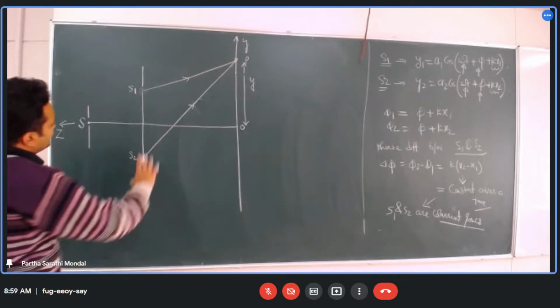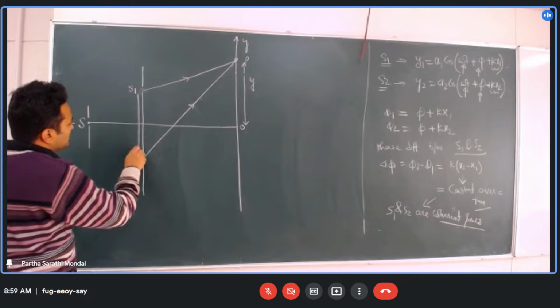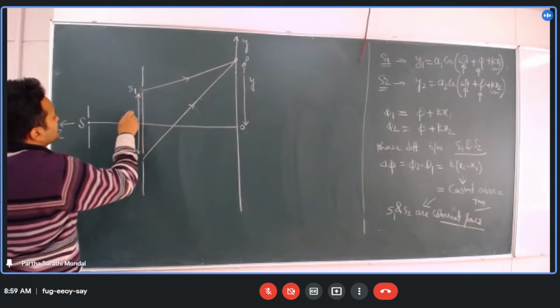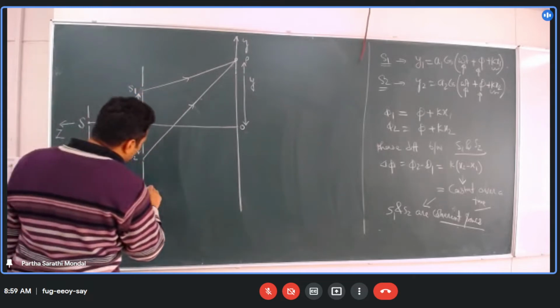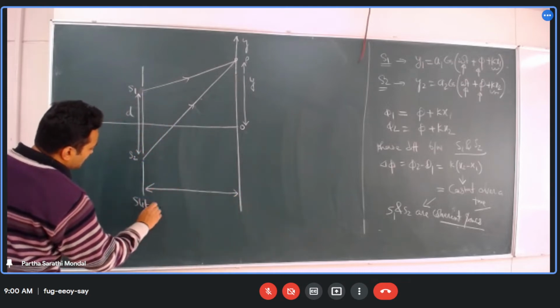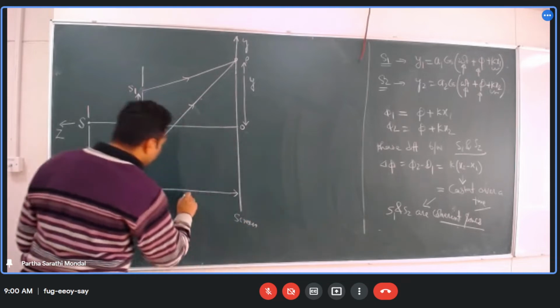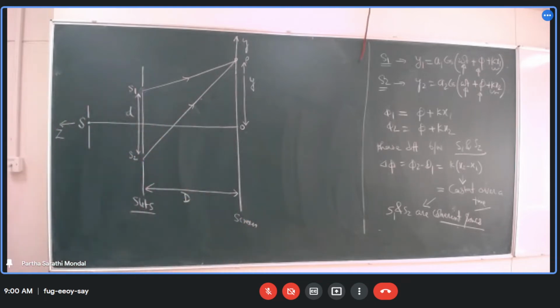Now we know that this total distance is d, the distance between the two slits. And let's say the distance between the slit and the screen is D.